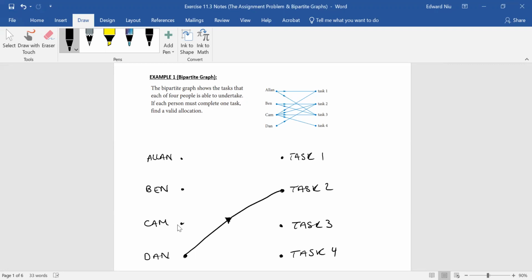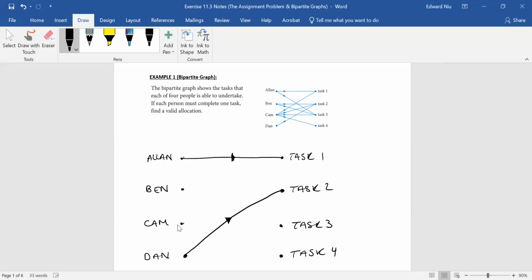So after Dan, both Alan and Ben have 2 abilities to complete 2 tasks, whereas Cam has 4. So it's logical to say, well, Cam, you go last. We'll plug you in where Ben and Alan can't do a certain task. Alan can do task 1 and 3. Ben can do task 2 and task 3. Well, let's keep Alan to task 1 since Ben can't do task 1, but he can do task 3, right?